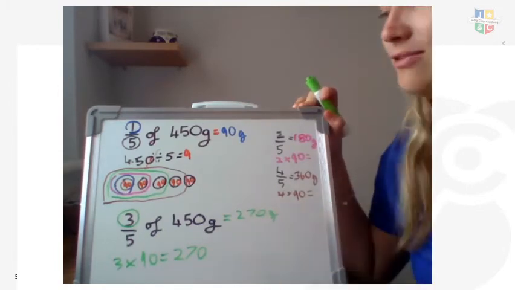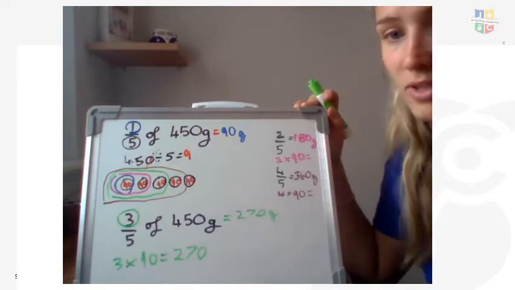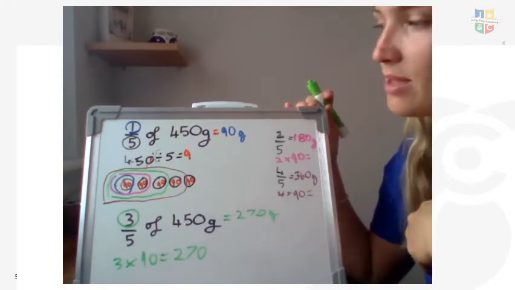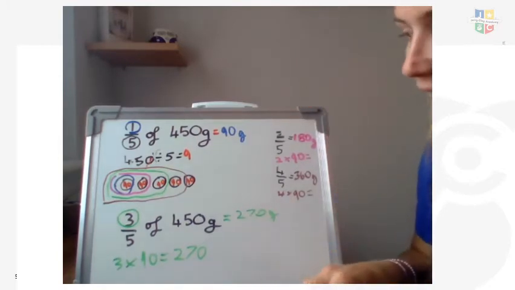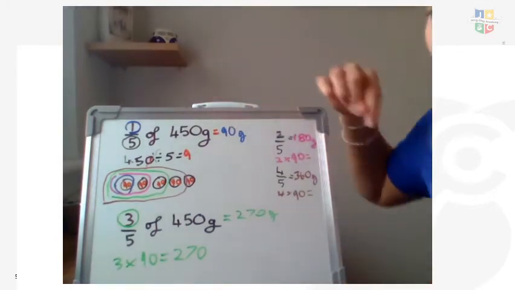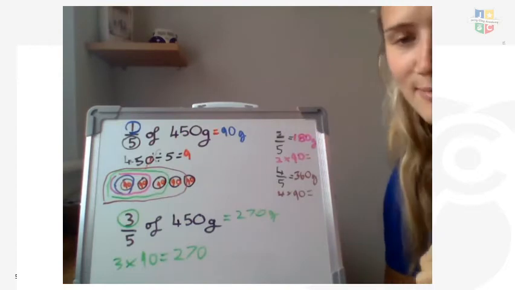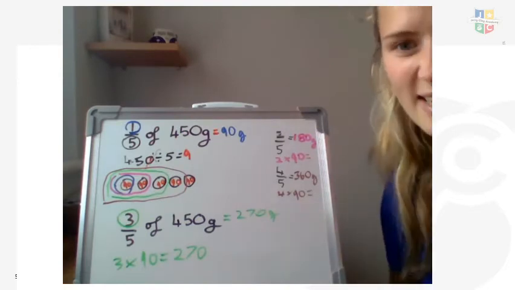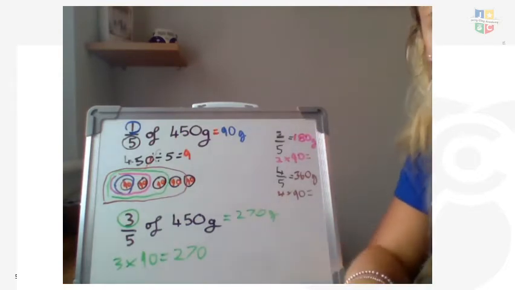4/5 were 368, and obviously 5/5 would be a whole because the top number and the bottom number are the same, so that would be 450. And if you can spot it, if you take off the zeros in all of your answers, it is actually going up in its 9 times table. Put your 0 on and it's the 90 times table.